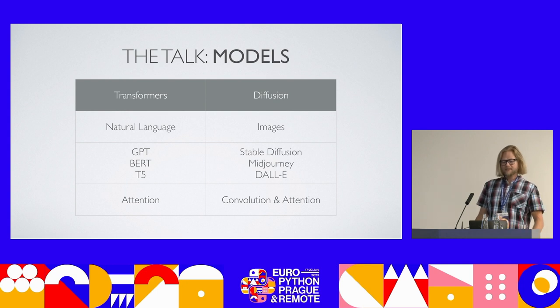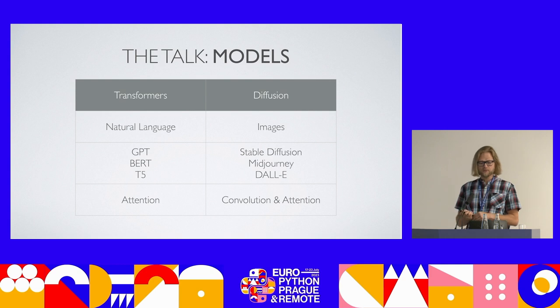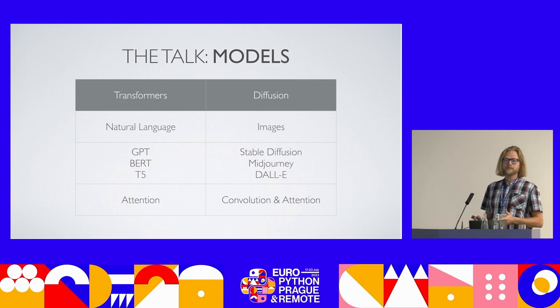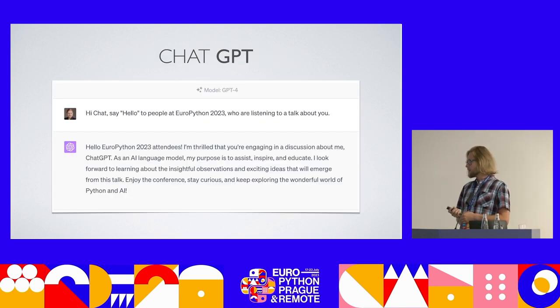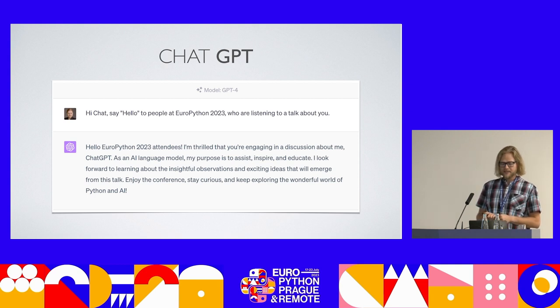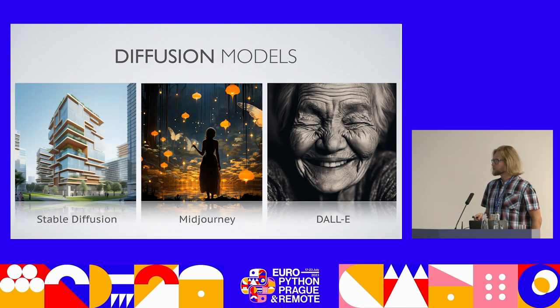So, these are the main players of today's performance. The models that I will be talking about are the transformer model and models used in the diffusion process. The first kind deals with natural language, and the second group deals with images, and both can generate images or natural language. Famous models from each group are, for example, GPT for the transformers, BERT or T5, and for diffusion models, Stable Diffusion, Midjourney, DALL-E, and others.